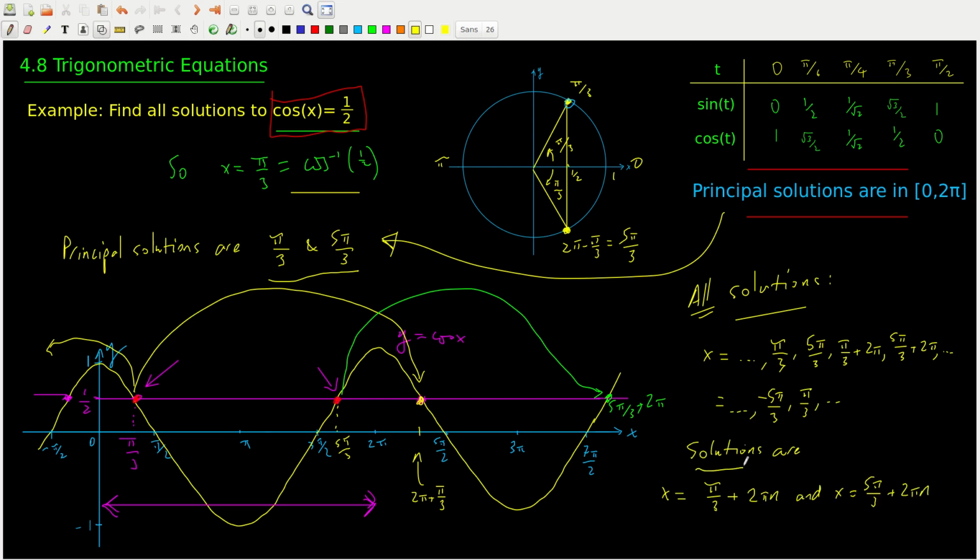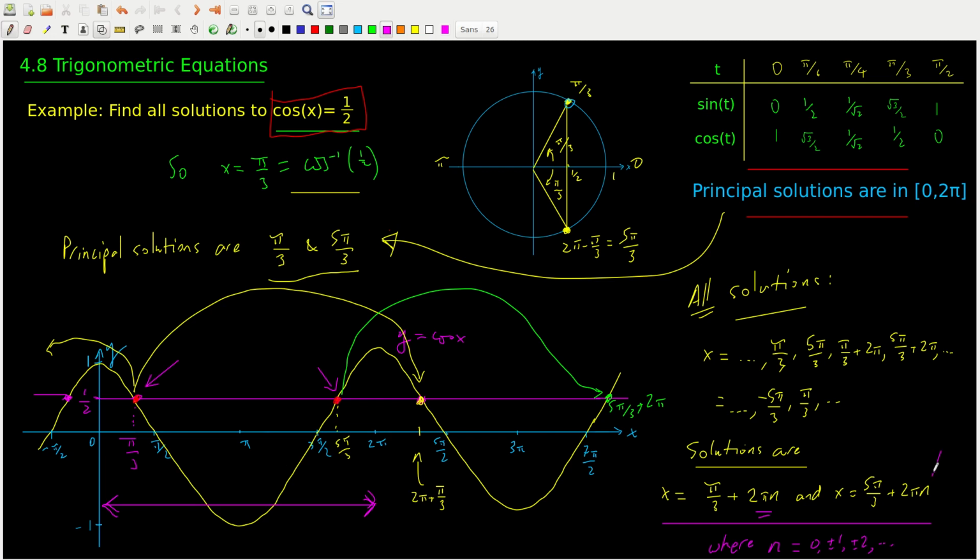But to abbreviate that, we're going to write it this way. We're going to say that the full set of solutions are given by pi over 3 and all of the copies of pi over 3 that are just 2 pi away from it. So one full rotation, two full rotations. In other words, n is an integer. So it's 0 or plus or minus 1 or plus or minus 2.